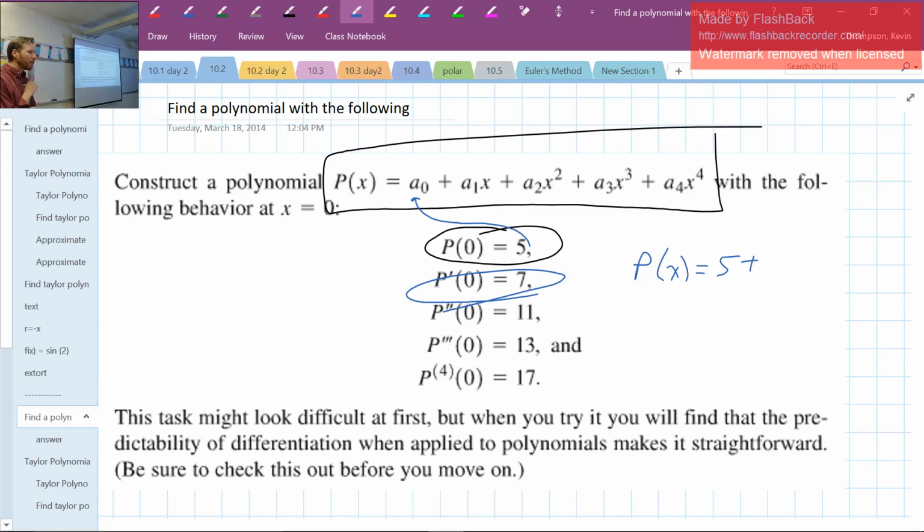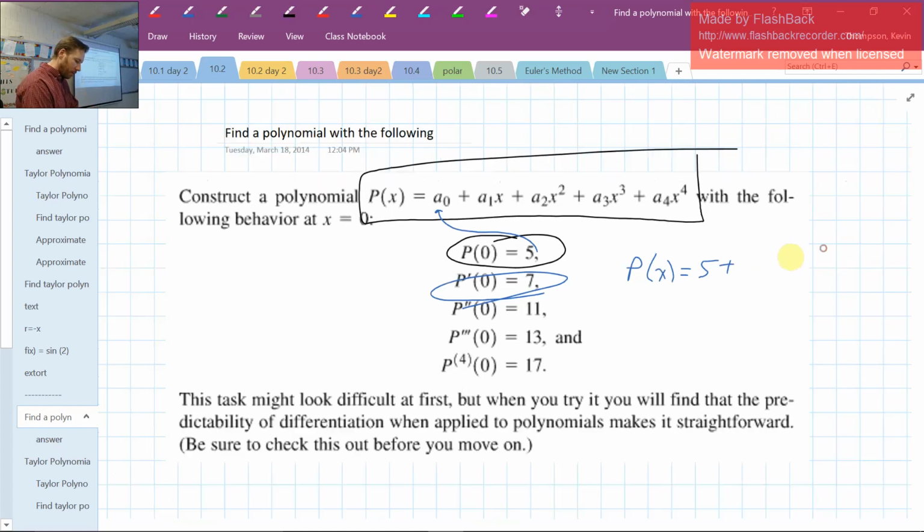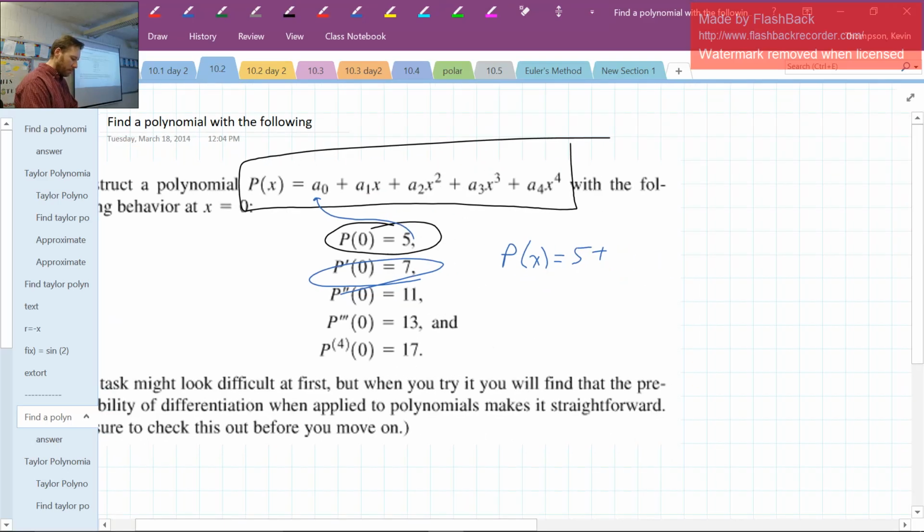What's so unique about the 0 here that makes it easy to figure this out? There's a reason I picked 0. Every single term except for 1 will end up being 0 if you put in 0. Right, so in fact, every term that still has an x in it is going to be 0 still. So when p prime of 0 is 7, does that mean that we know a1? Is it 7? It's the last one.